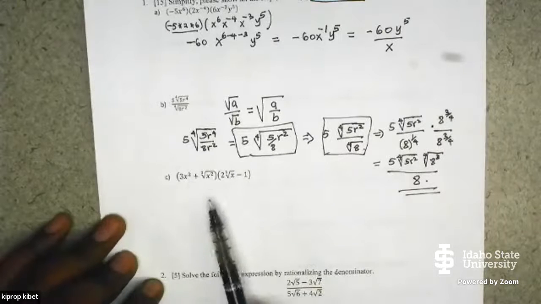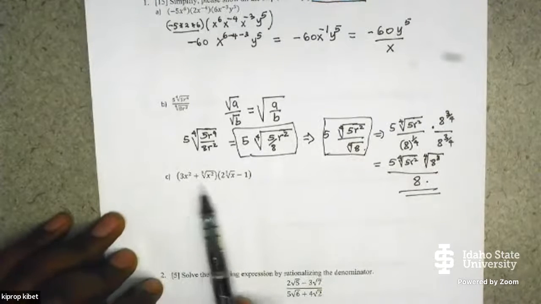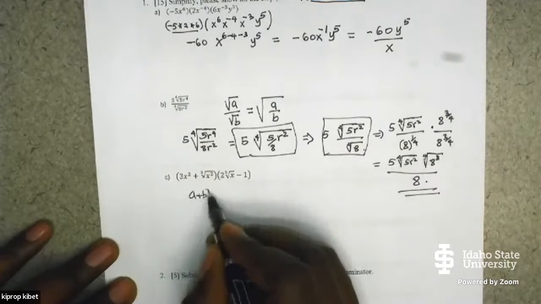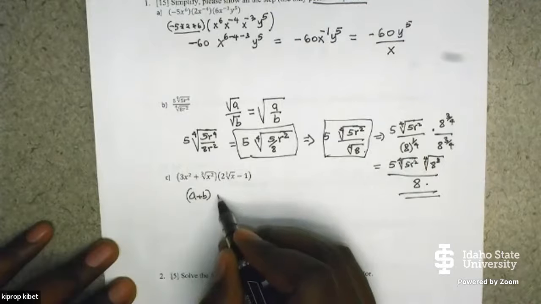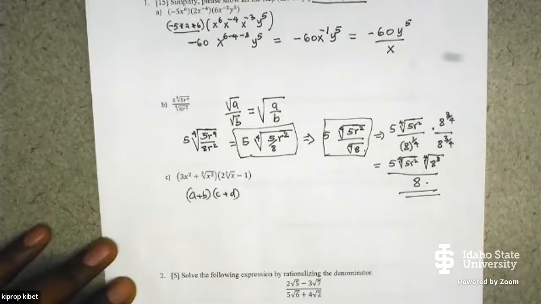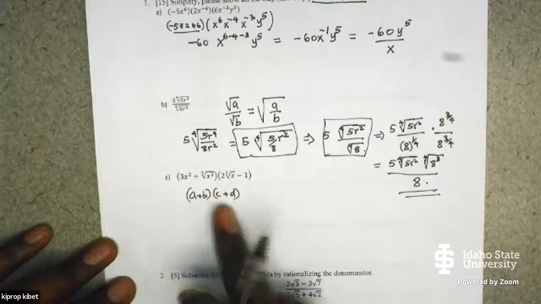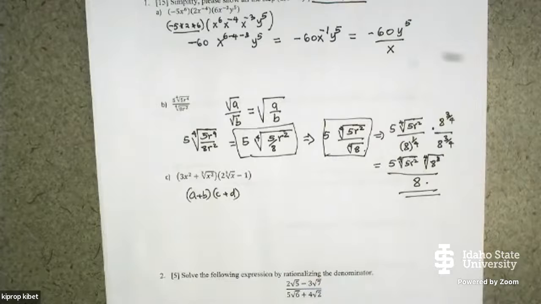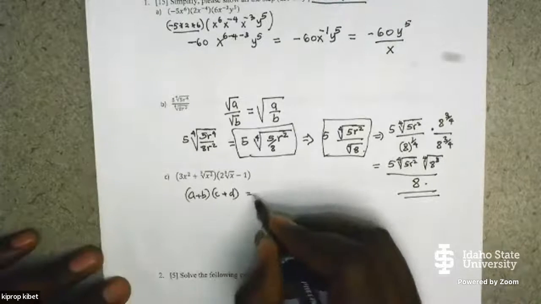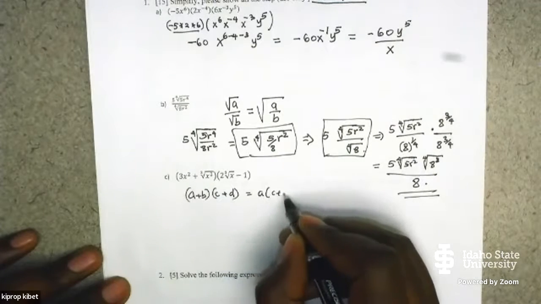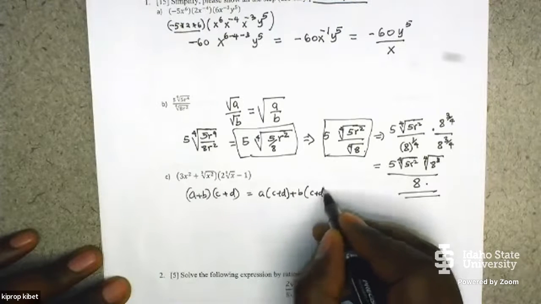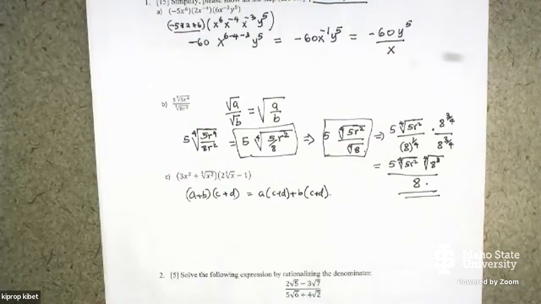This again, it is similar to multiplying a plus b, and then maybe c plus d, right? So when you're multiplying a plus b and then c plus d, you do what? You expand, right? So you can write this one as a, c plus d plus b, c plus d. And then you do what? You now expand.